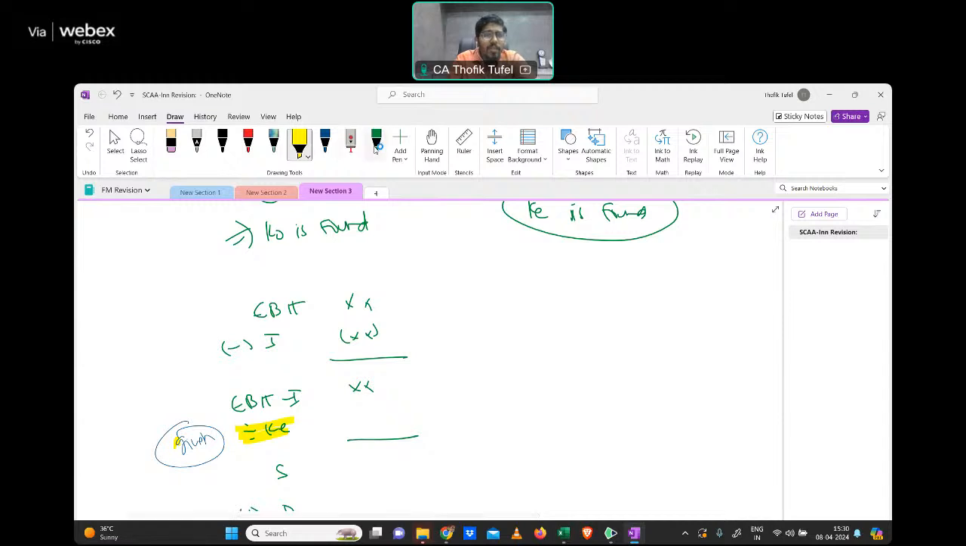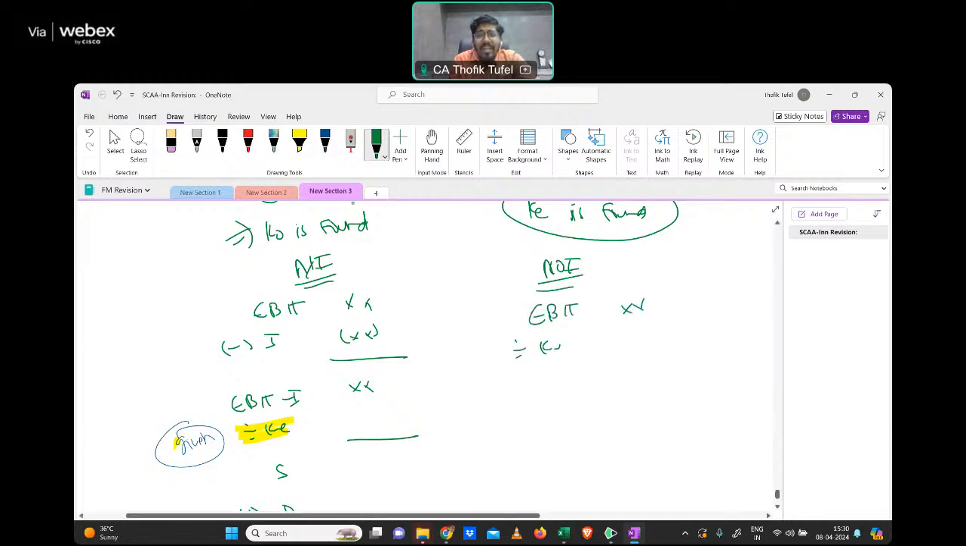Sir, now the net operating income approach. First you have EBIT. Directly divide by KO. Here KO is given. Directly if you divide by KO, you will get the value of the firm.